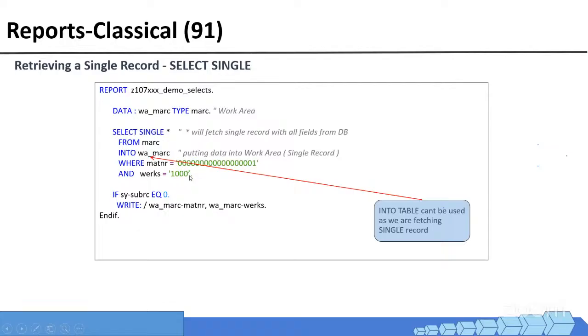How does it come exactly if you query this data? Which record will come here? For this combination, if the material number and plant are available, it comes, right? From the database, where material number equals 1 and plant equals 1000.